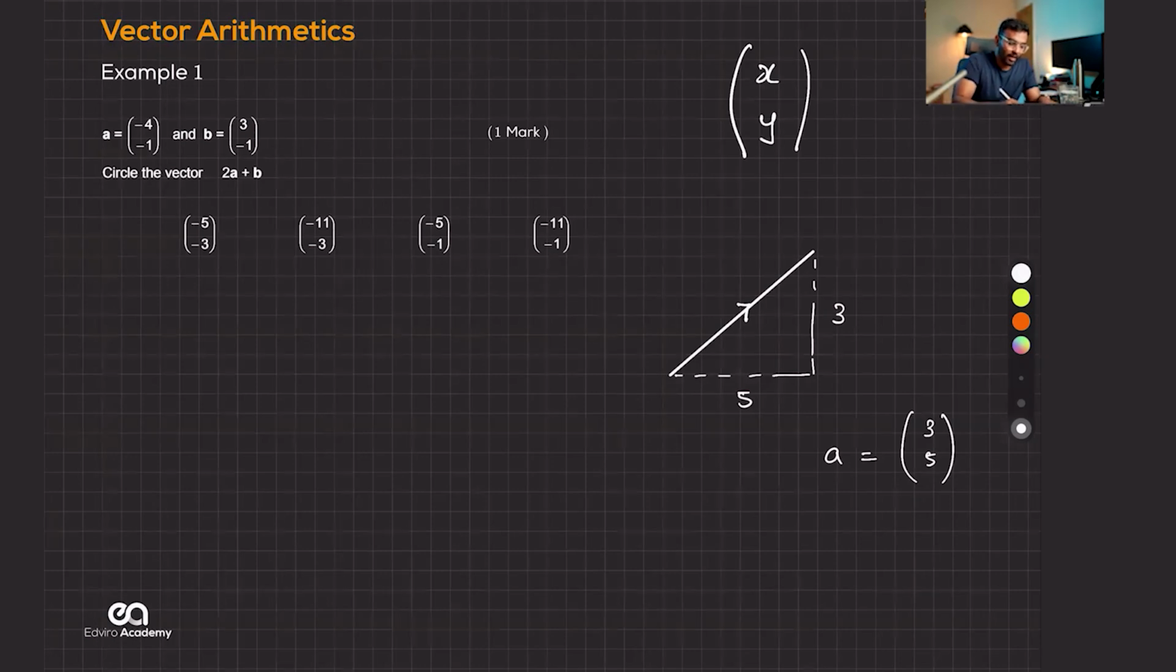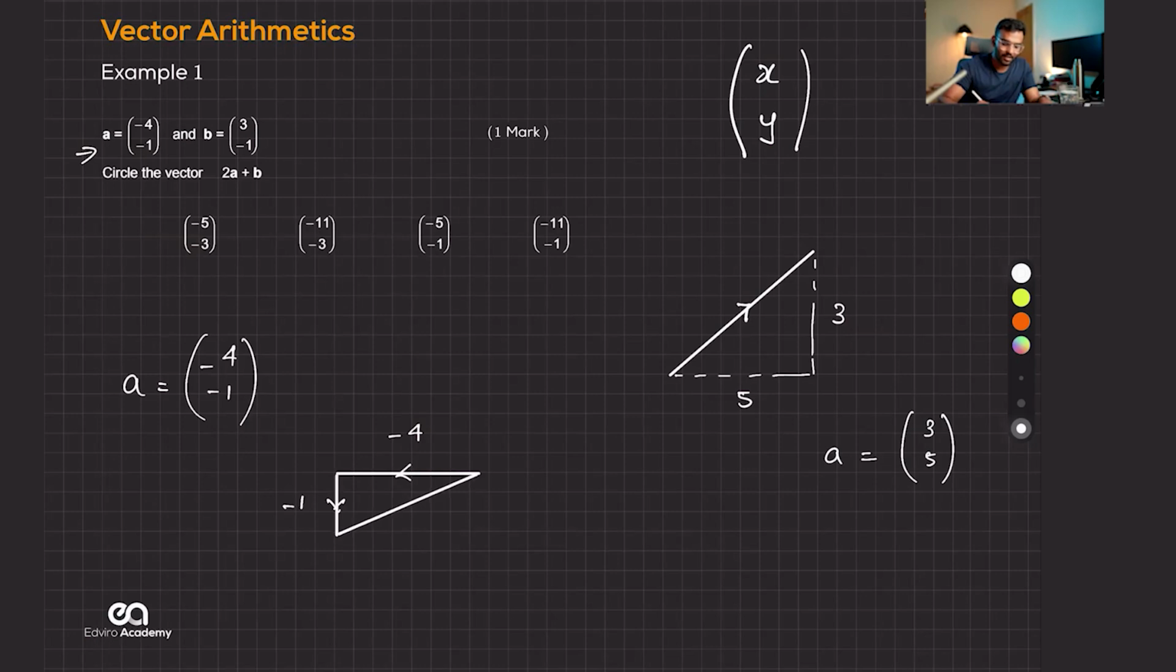You see here in this question, we have A equals -4 and -1. So -4 means this way, going to the left. Going to the right is positive, and -1 is going down like this. So the vector is this one. That's A. Got it? Adrian, did you get this one? The green one is your vector A right there.